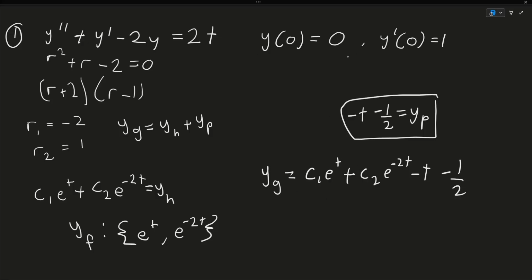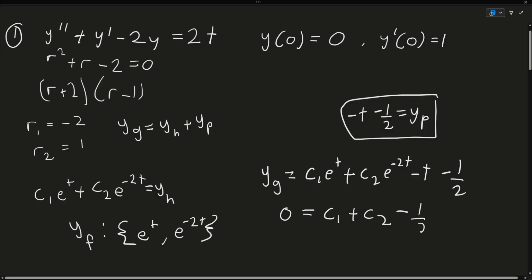However, we are given these initial conditions, so we want to find a specific curve that satisfies this differential equation. Using these points, we can plug 0 for t and 0 for y to get the first initial condition, and that will be 0 equals c1 plus c2 minus 0, minus 1 over 2. I'm not going to write the minus 0.